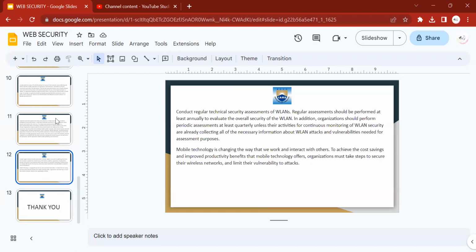Mobile technology is changing the way that we work and interact with others to achieve cost savings and improve productivity. To enjoy the benefits that mobile technology offers, organizations must take steps to secure their wireless networks and limit their vulnerability to attacks.